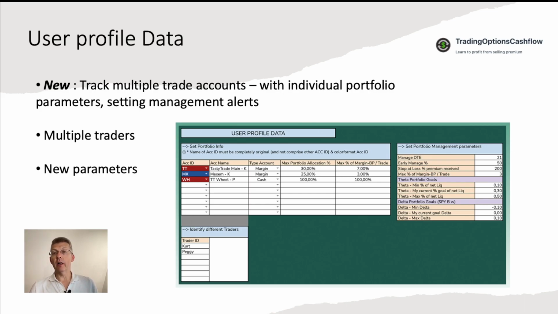This brings me to the new and improved user profile tab sheet, which allows us from now on in this spreadsheet to track multiple trade accounts for multiple traders, where you can set individual portfolio parameters. This is now a built-in feature which allows you, based on parameters that you enter into the spreadsheet, to set specific management alerts. Management alerts at the level of the portfolio and management alerts at the level of each individual option trade. I will demonstrate that in one of the next videos too.